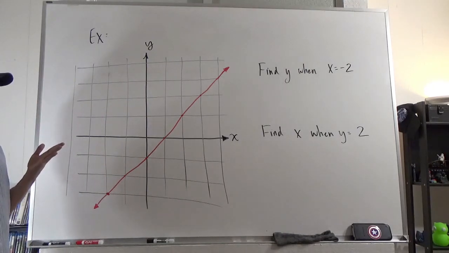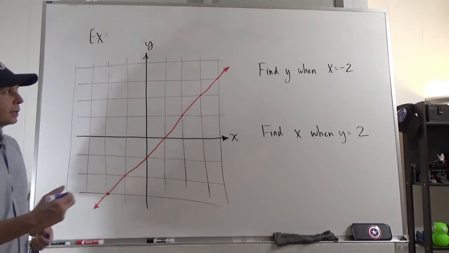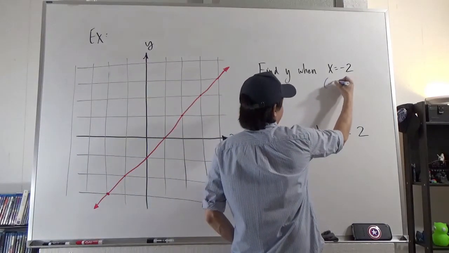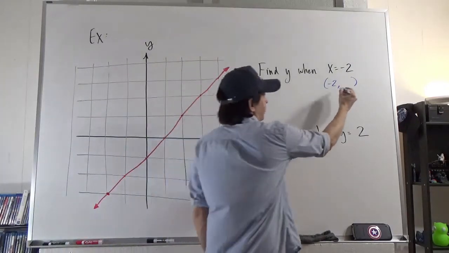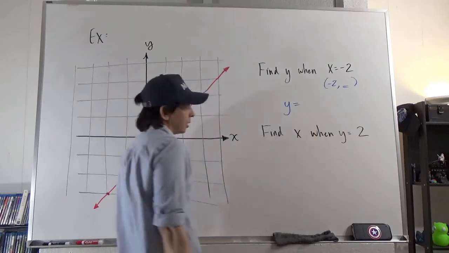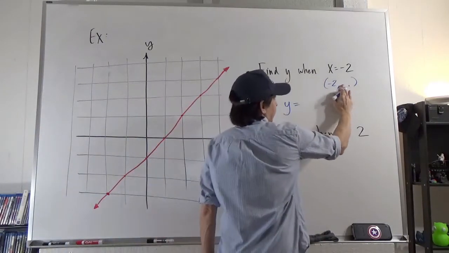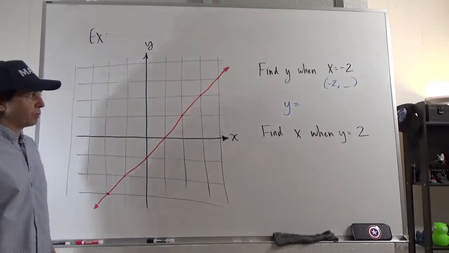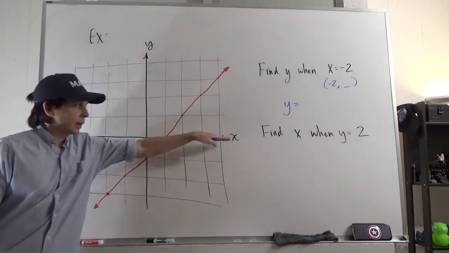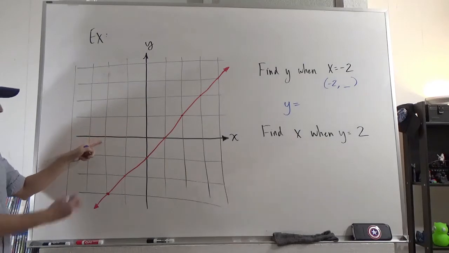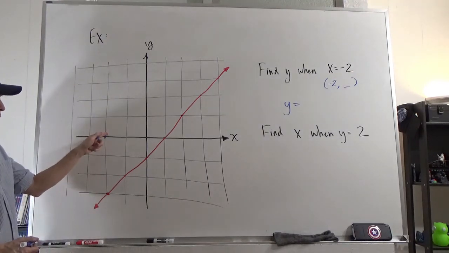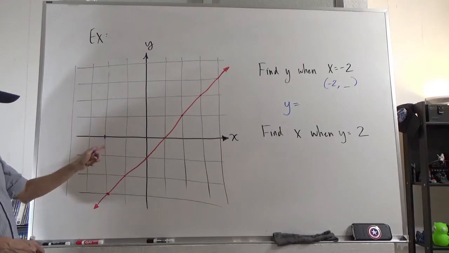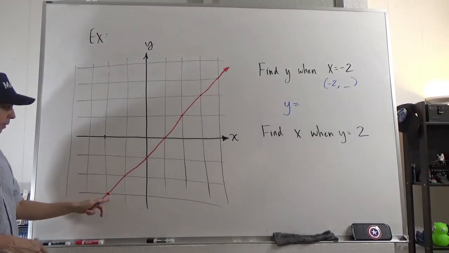We want to find y when x is negative 2, meaning there's some point on this line that has negative 2 as its x coordinate, and I just want to find that corresponding y. My answer is just y is equal to a number. I'm going to look on the x-axis and go where x is negative 2, right there. I want to find the corresponding point on the line that has that x coordinate. So you find it right there.